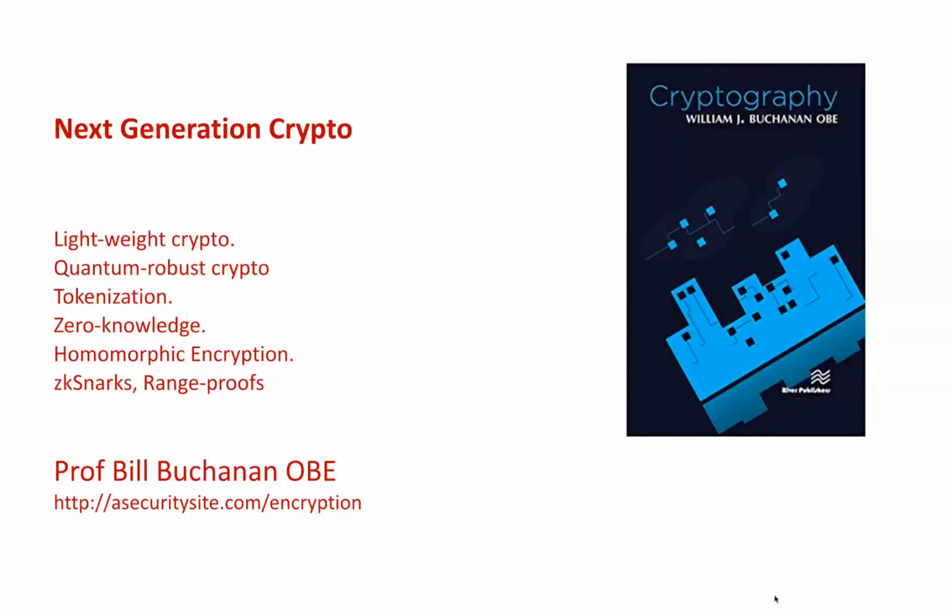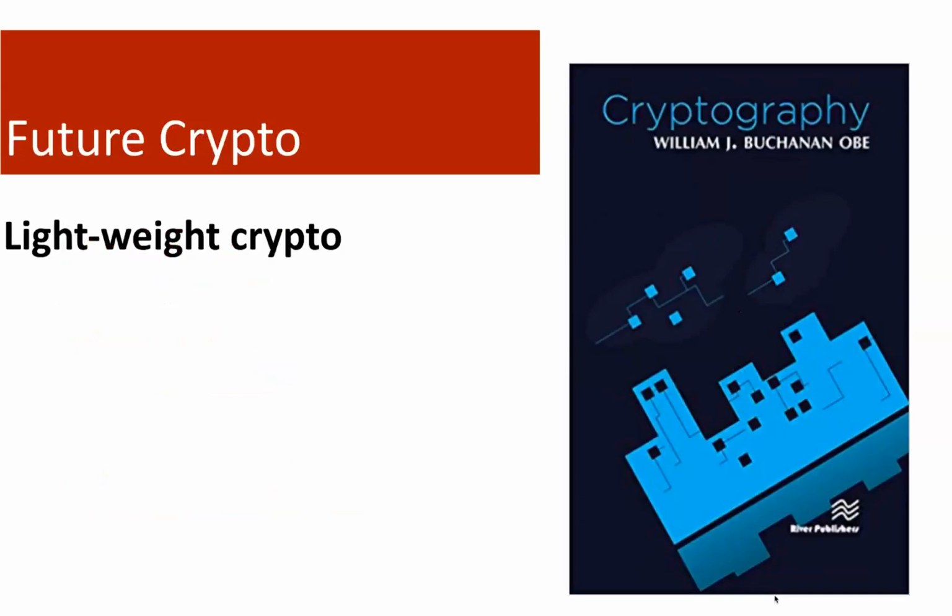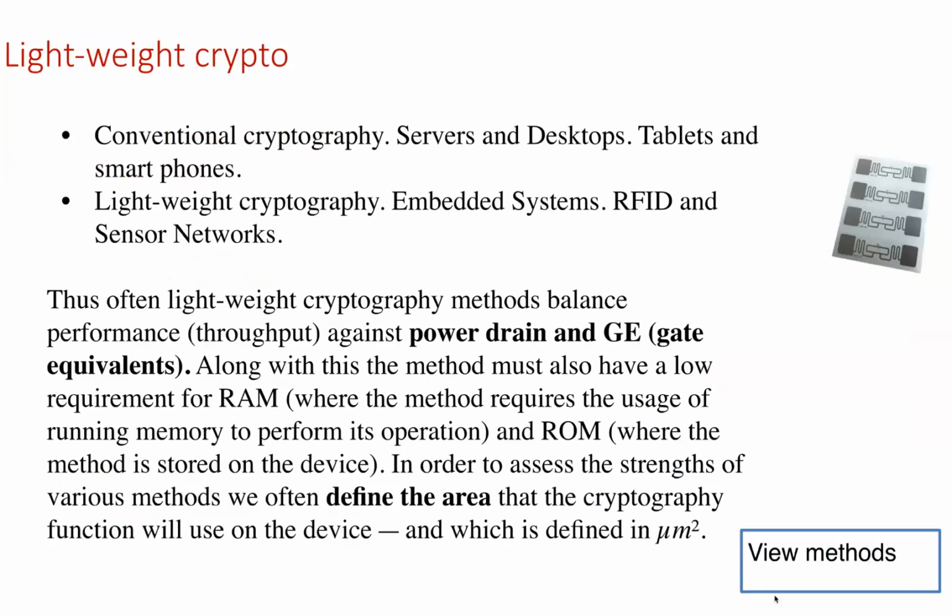So some of the methods are up to the minute. Lightweight cryptography has certainly been applied. Tokenization is happening in the banks just now. Zero knowledge is a big deal in many systems. Homomorphic encryption and quantum robust encryption are moving ahead, and hopefully once the technology catches up, they'll be there. And things like ZK-SNARKs are being implemented in Ethereum and in blockchain, and range proofs give us a good way to preserve privacy.